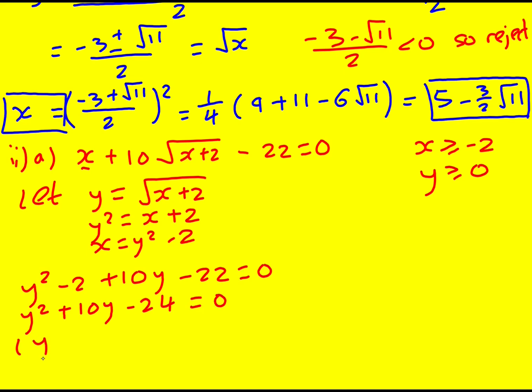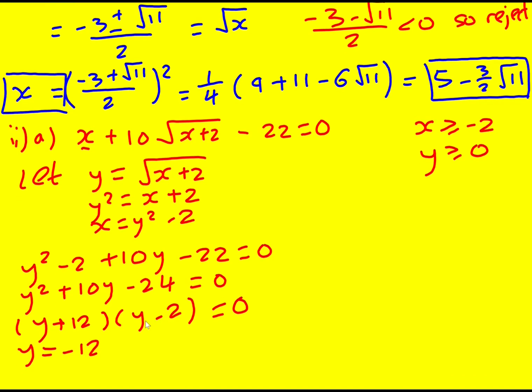Let's see if it factorizes. Actually, I think plus 12 and minus 2 will work. So y is equal to minus 12, which I can immediately reject, or 2. And then in the case that it's 2, remember we have x is equal to y squared minus 2. So it's going to be 4 minus 2, which is also going to be 2.